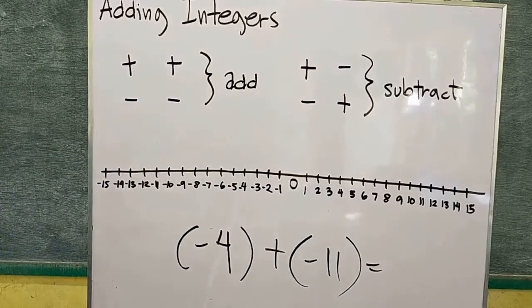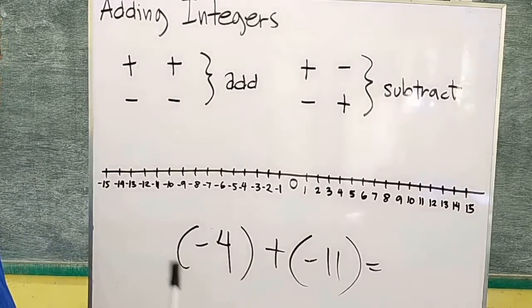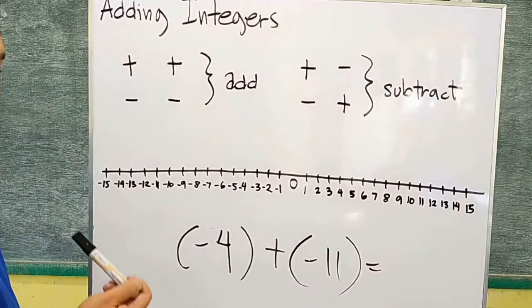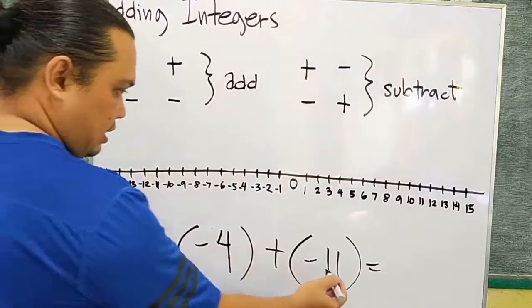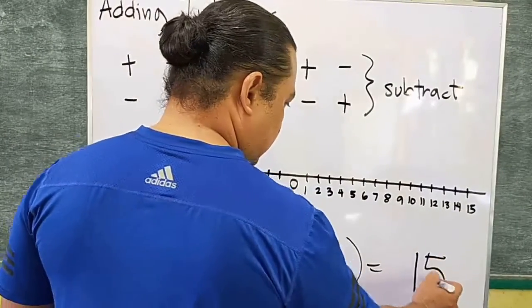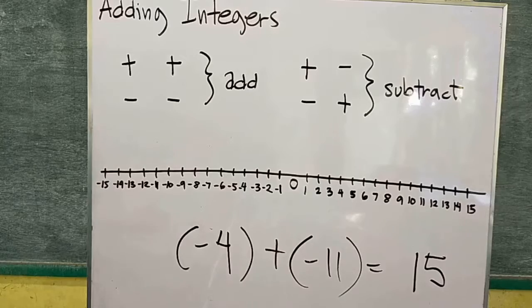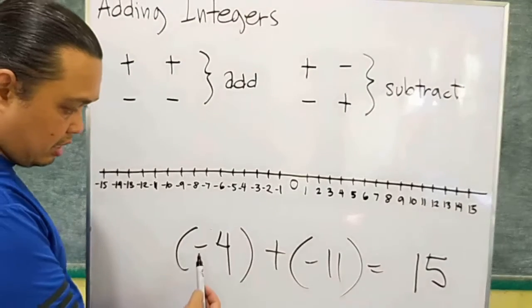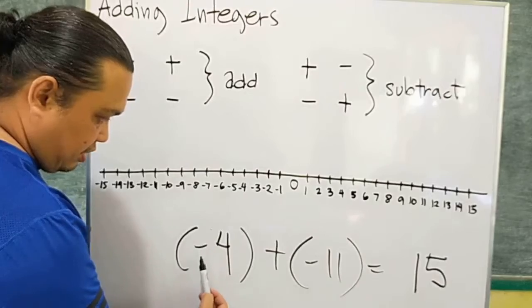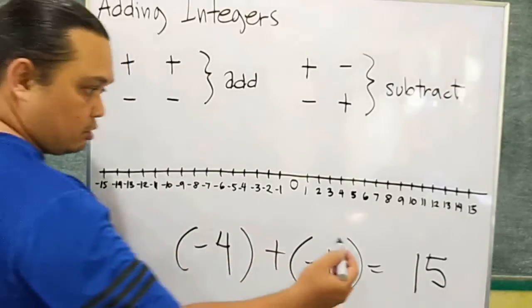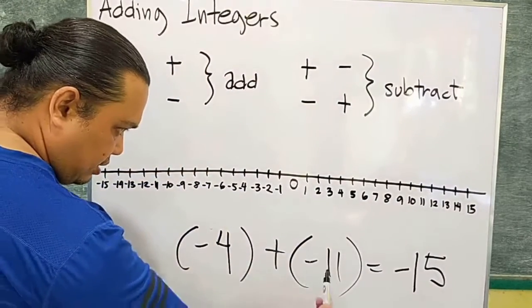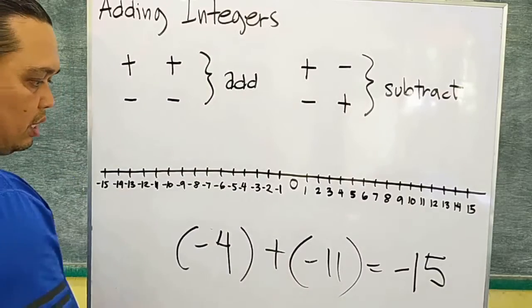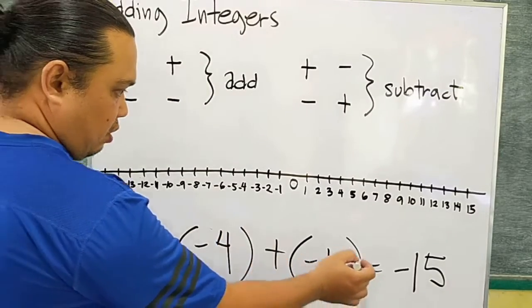So to add them, just add the numbers. Because they are like integers, all we need to do is add the numbers. So let's add 4 plus 11, that's 15. And copy their like sign, which is, because they are both negative, negative here, so our answer will also be negative. Just copy the sign. Just add the number and copy the sign. So, negative 4 plus negative 11 equals negative 15.